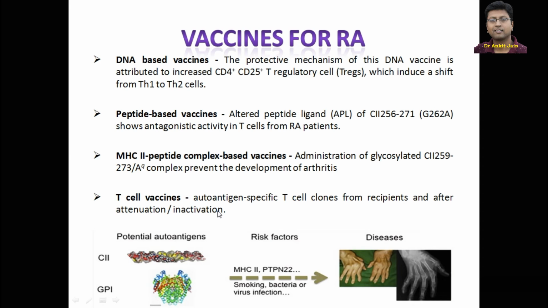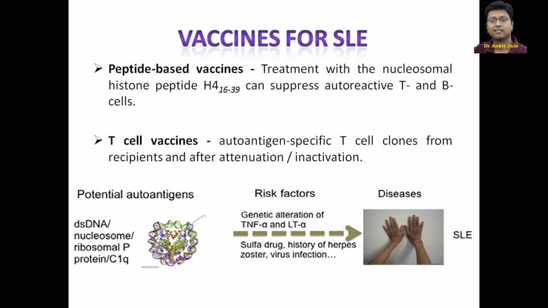In the T cell based vaccines, the autoantigen specific T cells are cloned from the recipient, and removed from the body, and the attenuated and inactivated form will again be injected into the body.